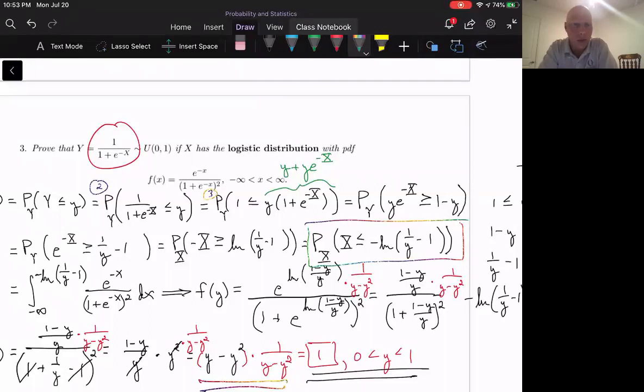And when X gets really, really small, going to negative infinity, you get e to the positive infinity, which explodes. It's a really big number. So you have 1 over a really big number, which is approaching 0. And so that's how we got Y between 0 and 1 for our support. And that's exactly what the uniform 0 to 1 distribution is.